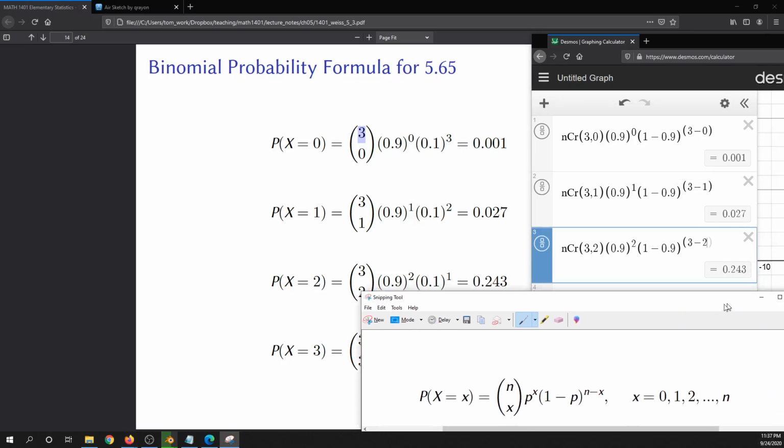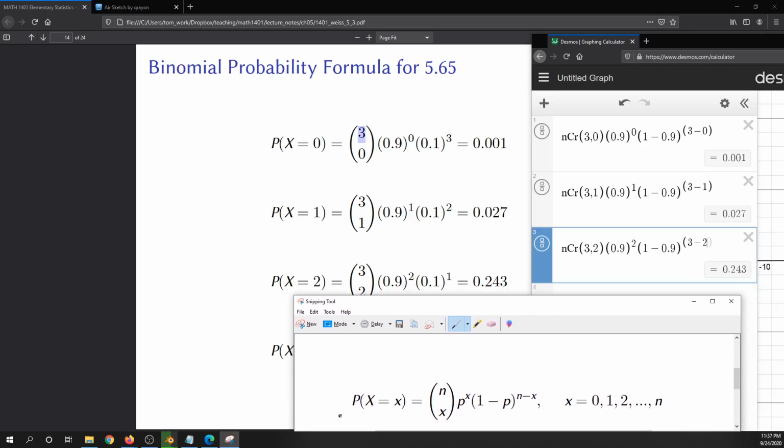All right, so this formula here gives us the probability that a binomial random variable equals some number of successes over here. Okay, so that's how you would calculate that out with this formula.